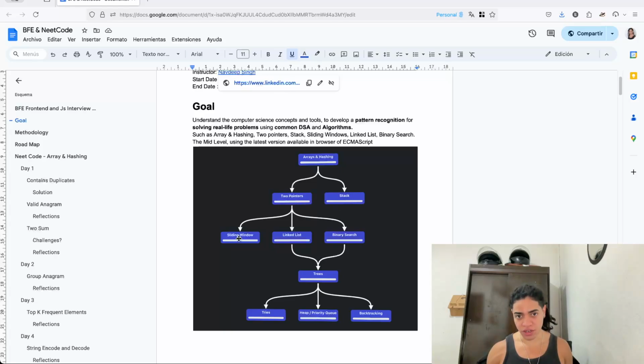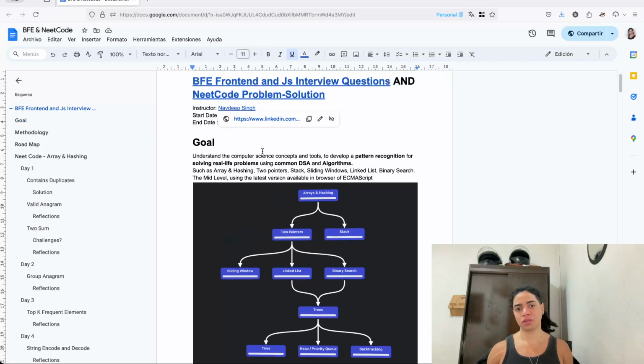Sliding window, which is another technique. So far we haven't had the opportunity to dive deep here. Linked list, which is a data structure. Binary search, this is an algorithm. And then when you combine these, you look at trees, a data structure, tries, heap priority queue, which is something interesting, the problems that you can solve with this, as well as backtracking.